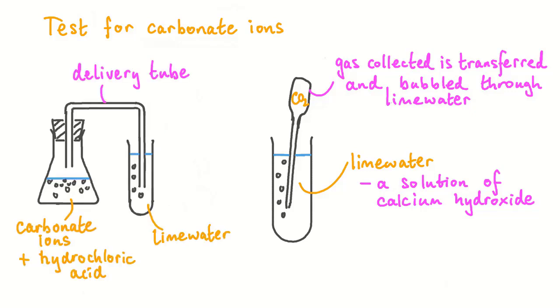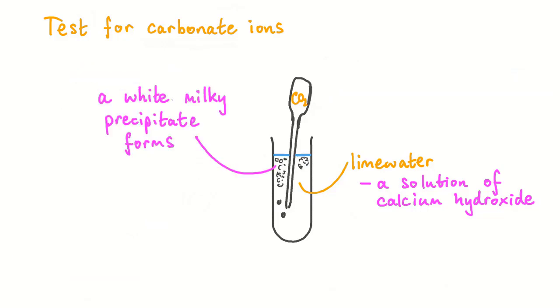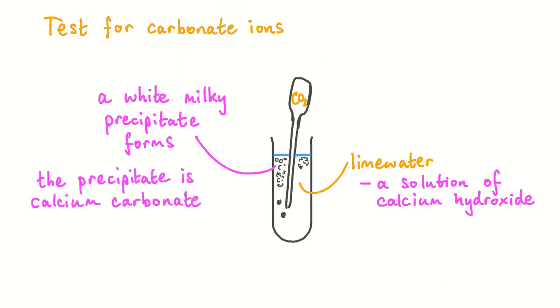Alternatively, if a lot of gas is produced, a delivery tube may be used to bubble the gas across from a reaction vessel. Lime water contains calcium hydroxide. Lime water reacts with carbon dioxide gas to produce a white milky precipitate. This precipitate is calcium carbonate, which is very insoluble. This additional step to the test confirms that the gas is carbon dioxide and that the original solution therefore contained carbonate ions.